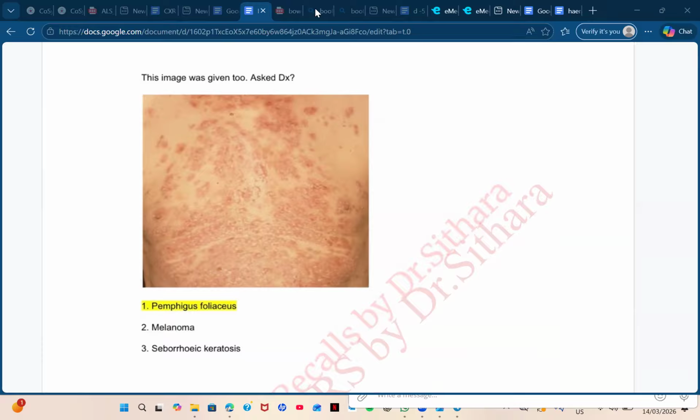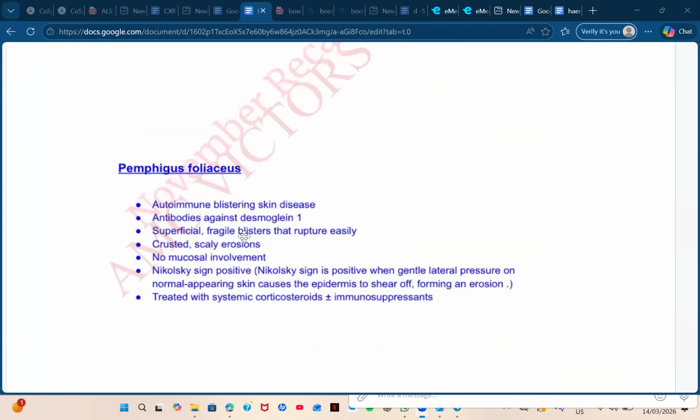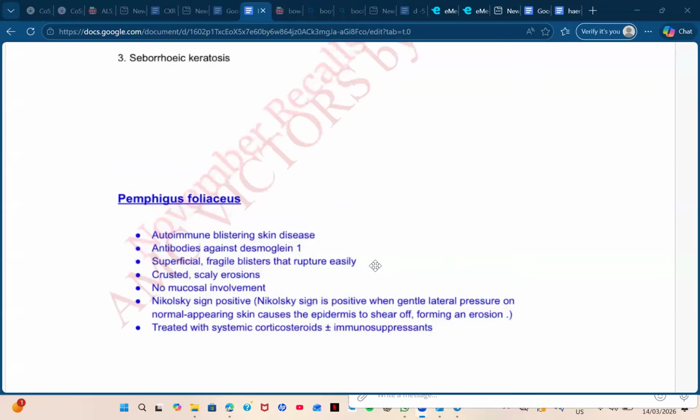Okay, autoimmune. What else? Okay, let's discuss here. Pemphigus foliaceus, autoimmune blistering skin disease, right? Autoimmune blistering skin disease, antibodies against desmoglein 1, and superficial fragile blisters that rupture easily.